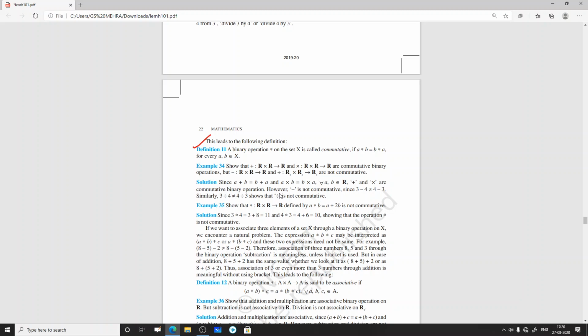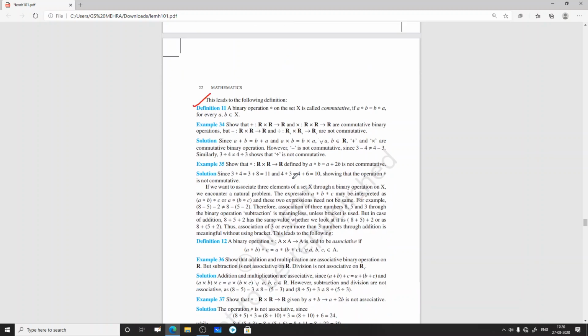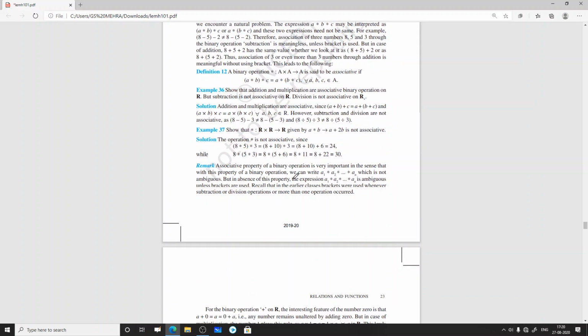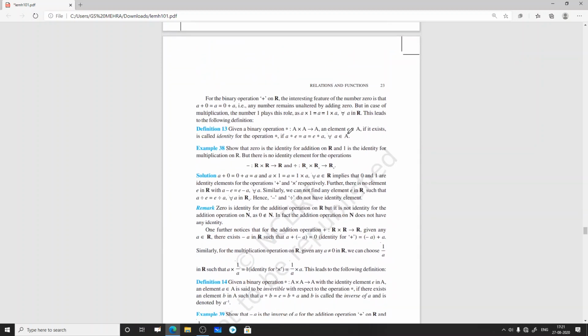Next we go for the associative property of binary operation. Here we have the definition. A binary operation star, which is a function from A cross A to A, is said to be associative if (A star B) star C is equal to A star (B star C) for every A, B, C belongs to A.